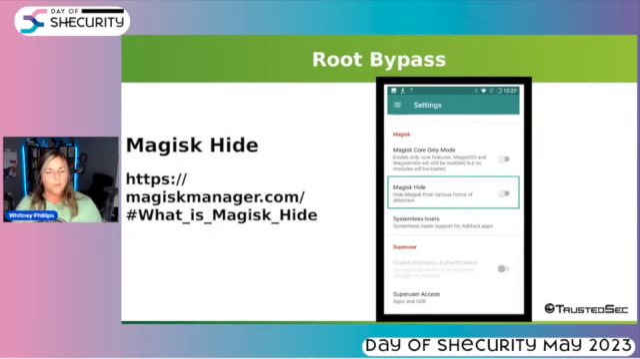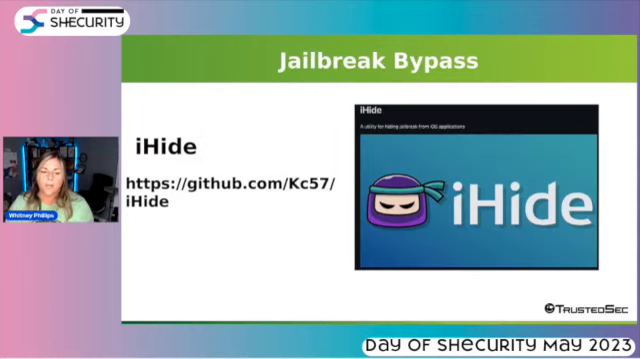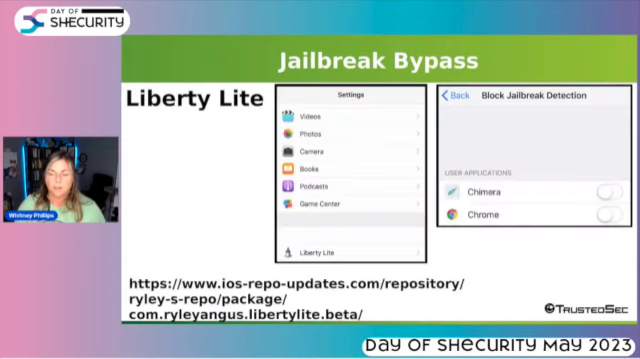One more tool on the root side, I know I had mentioned in MobSF being able to use other tools. MobSF also has a root hide that will disguise you as a different application to bypass that root detection if Objection doesn't work. Same thing with iOS. My boss wrote this application, so it's pretty cool. I'm a geek about it. iHide will bypass that jailbreak detection. Liberty Lite is another jailbreak detection bypass.